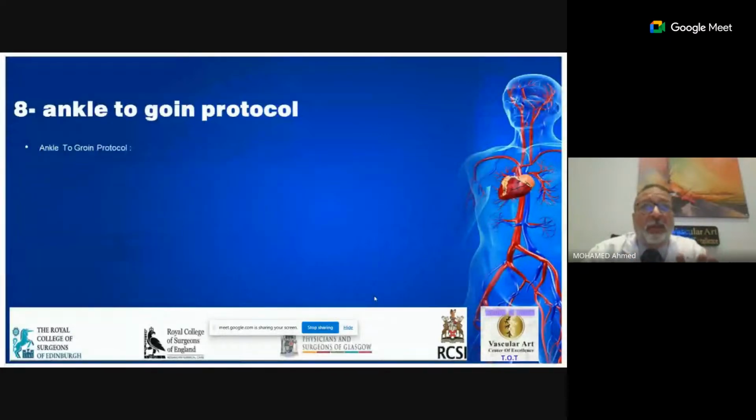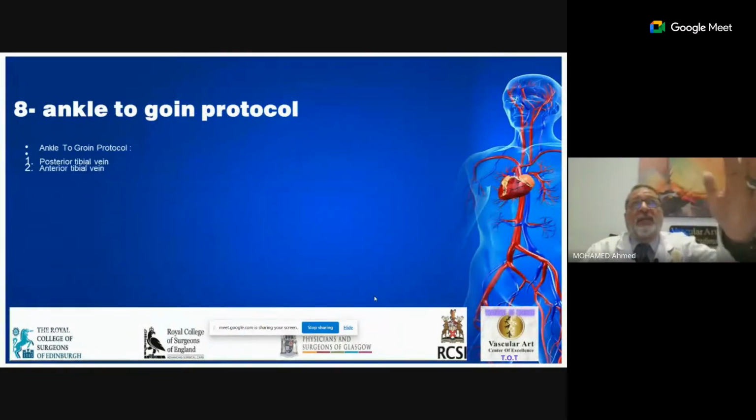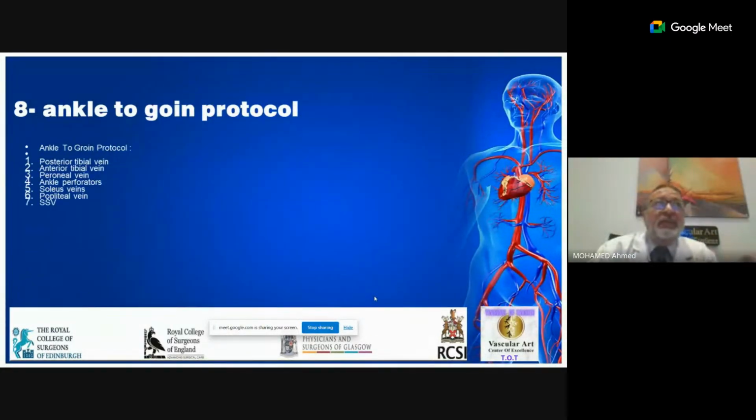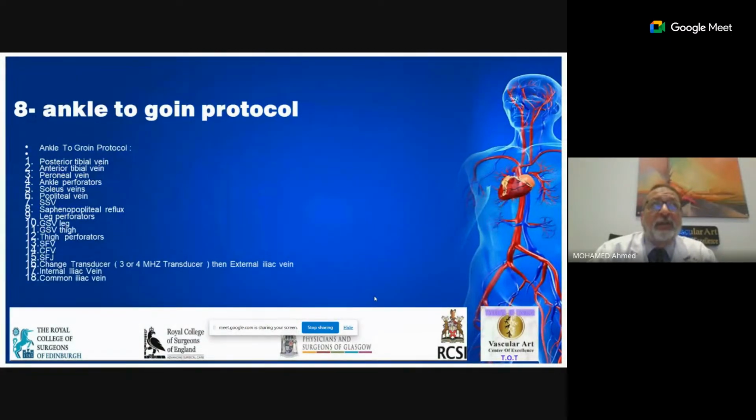They start at the ankle, so you have the choice. I prefer, or my recommendation is, the groin to ankle protocol, and after you finish the ankle, go to common iliac, external iliac, and IVC at the end. But these are the same 19 places, just the other way around, which is called the ankle to groin protocol.